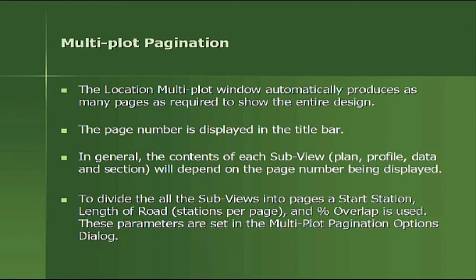The Location Multiplot window automatically produces as many pages as required to show the entire design. The page number is displayed in the title bar. In general, the contents of each subview, plan, profile, data, and section, will depend on the page number being displayed. To divide all subviews into pages, a start station, length of road, and percent of overlap are used. These parameters are set in the Multiplot Pagination Options dialog.